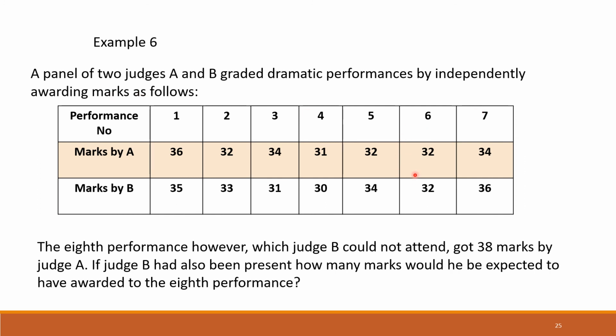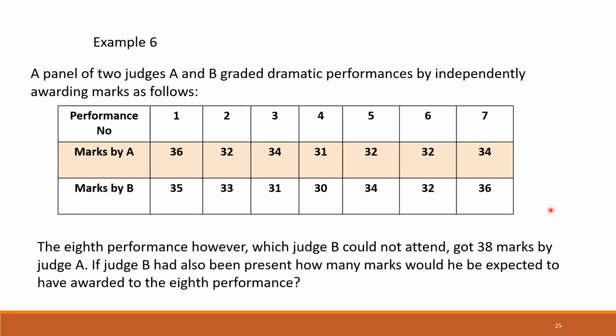We can solve by any one method, by normal equations or by using the method of least squares. Okay, so here we are given 7 performances. For the 8th performer, the value of marks by judge A is known, but B is not known, which means that the X value is known, and Y is to be calculated using the value of X.